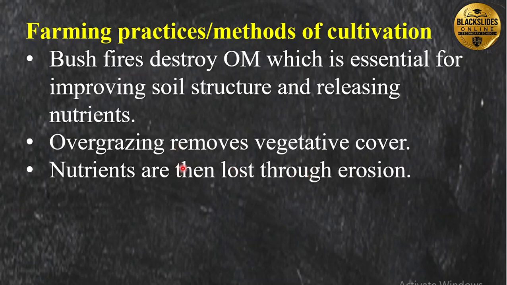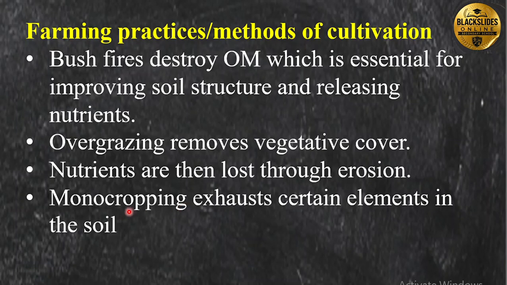This point is one. These two points are one and the same. They need to be combined. This one is supporting the first one above. Farming methods or practices of cultivation would affect the nutrient status of a soil. So we are saying if you clear land by burning bush, you lose organic matter which would otherwise be part of the soil nutrients. Overgrazing would cause soil erosion, and in the process nutrients are lost.